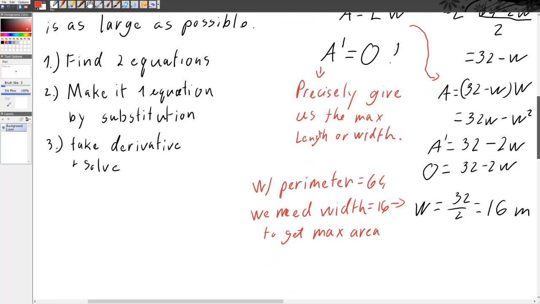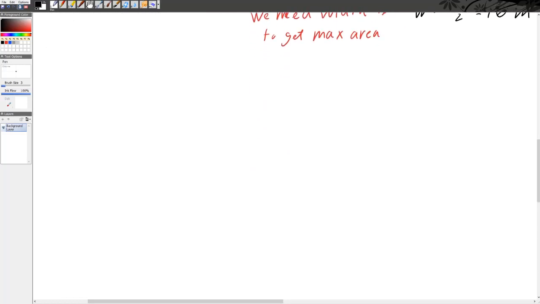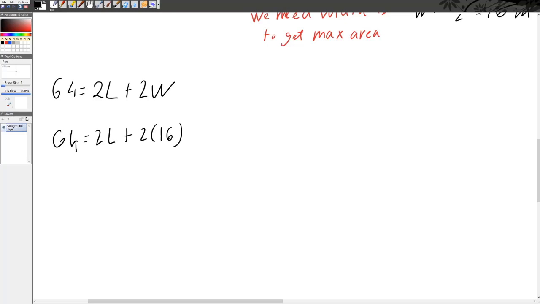However, of course, we are looking for a dimension, meaning we are looking for both length and width. We know the width, so let's find the length. And we can just go back to our perimeter equation for this. We know the width as being 16. So 64 is equal to 2L plus 32. 2L is equal to 32. L is equal to 16.